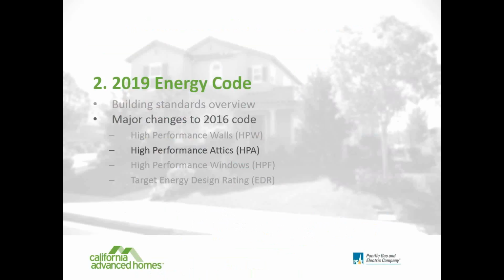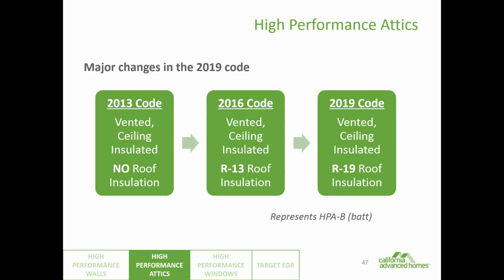The changes to attics in the 2019 code: in 2013 we went from vented with the ceiling insulated, no insulation at the roof. 2016, now we added this crazy high performance attic, and this slide is kind of based off of high performance attic option B with bat insulation. In 2019, though, now we're going from an R13 under roof deck to an R19 under roof deck insulation.